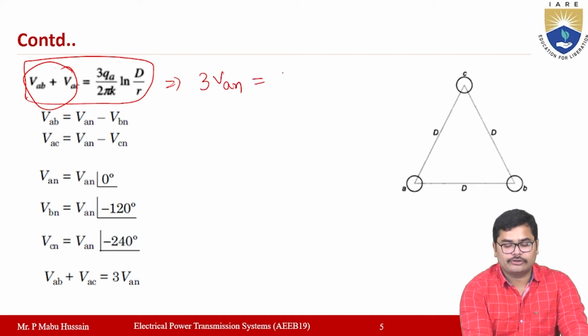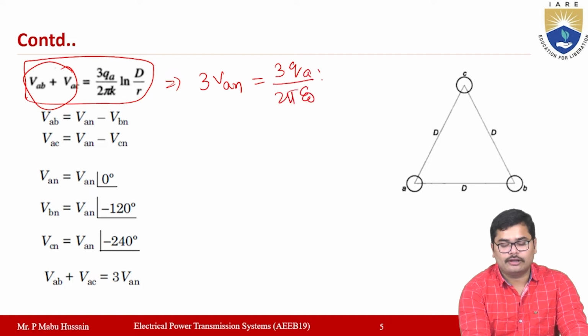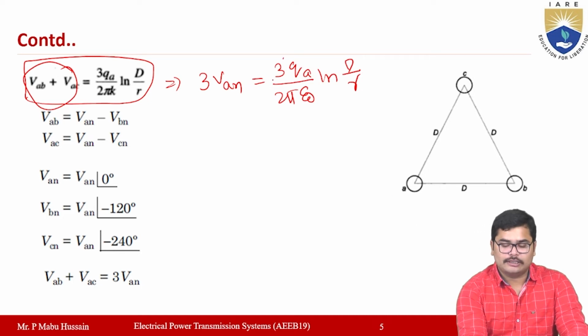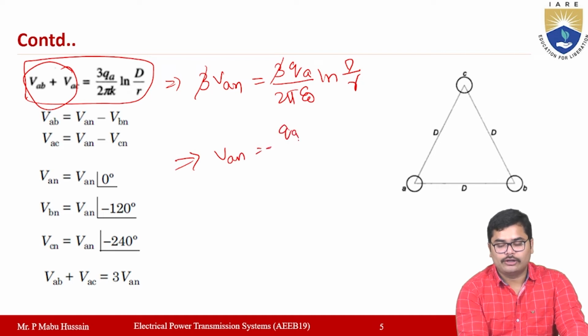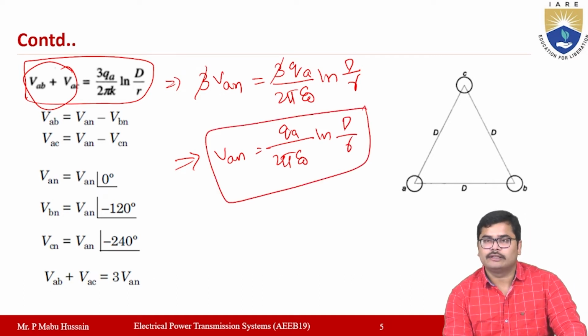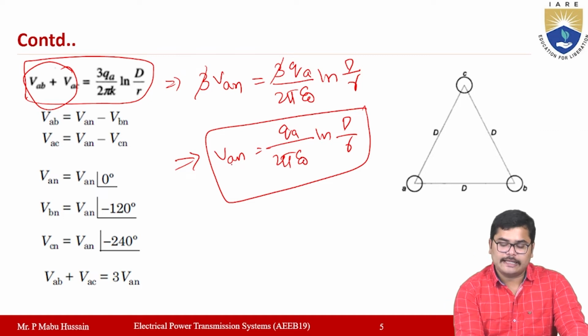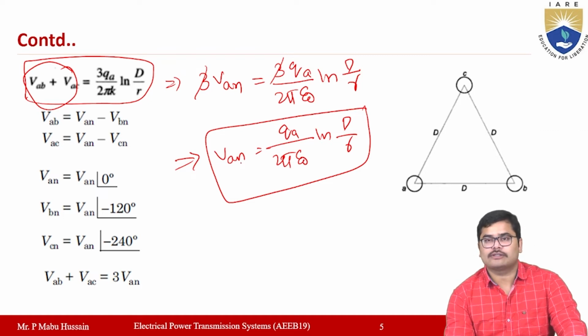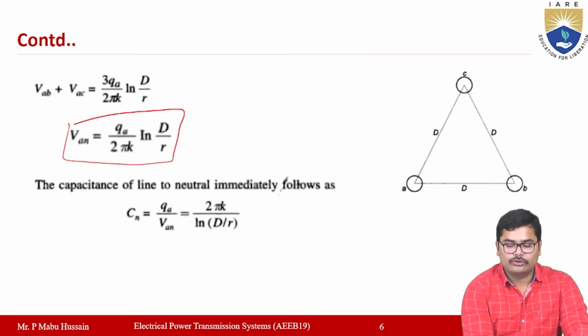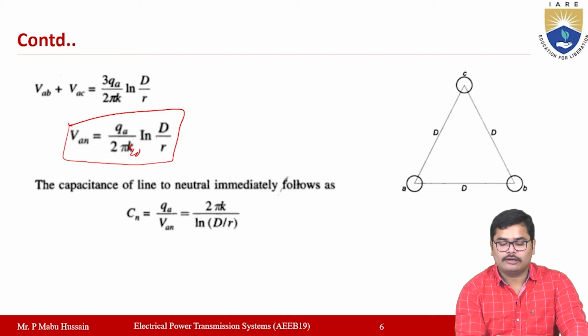So 3 VAN is equal to 3 into QA by 2 pi epsilon naught ln D by R. Here the 3 will get cancelled, so VAN is equal to QA by 2 pi epsilon naught ln D by R. This is the potential difference between phase A and neutral, which is called the per phase voltage.